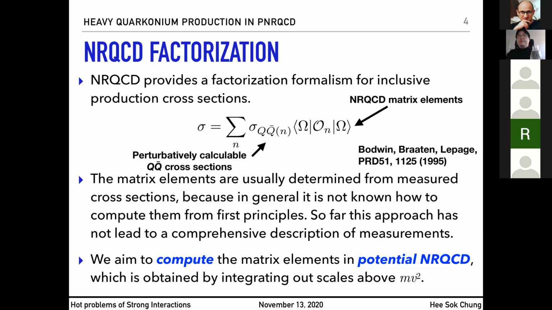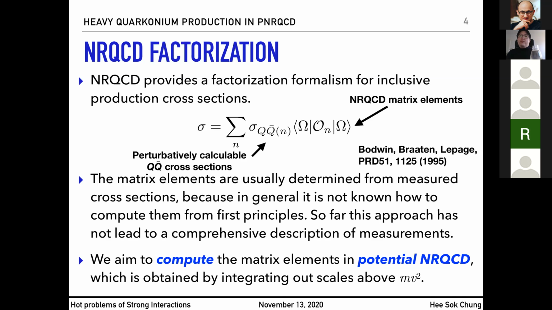These matrix elements are usually determined from measured cross-sections because completely in general, it is not known how to compute them from first principles, with the exception of a class of color singlet matrix elements that can be related to decay matrix elements. So far, this approach has not led to a comprehensive description of measurements, especially when it comes to J/psi cross-sections, J/psi polarization, J/psi momentum distribution in jets, and so on.